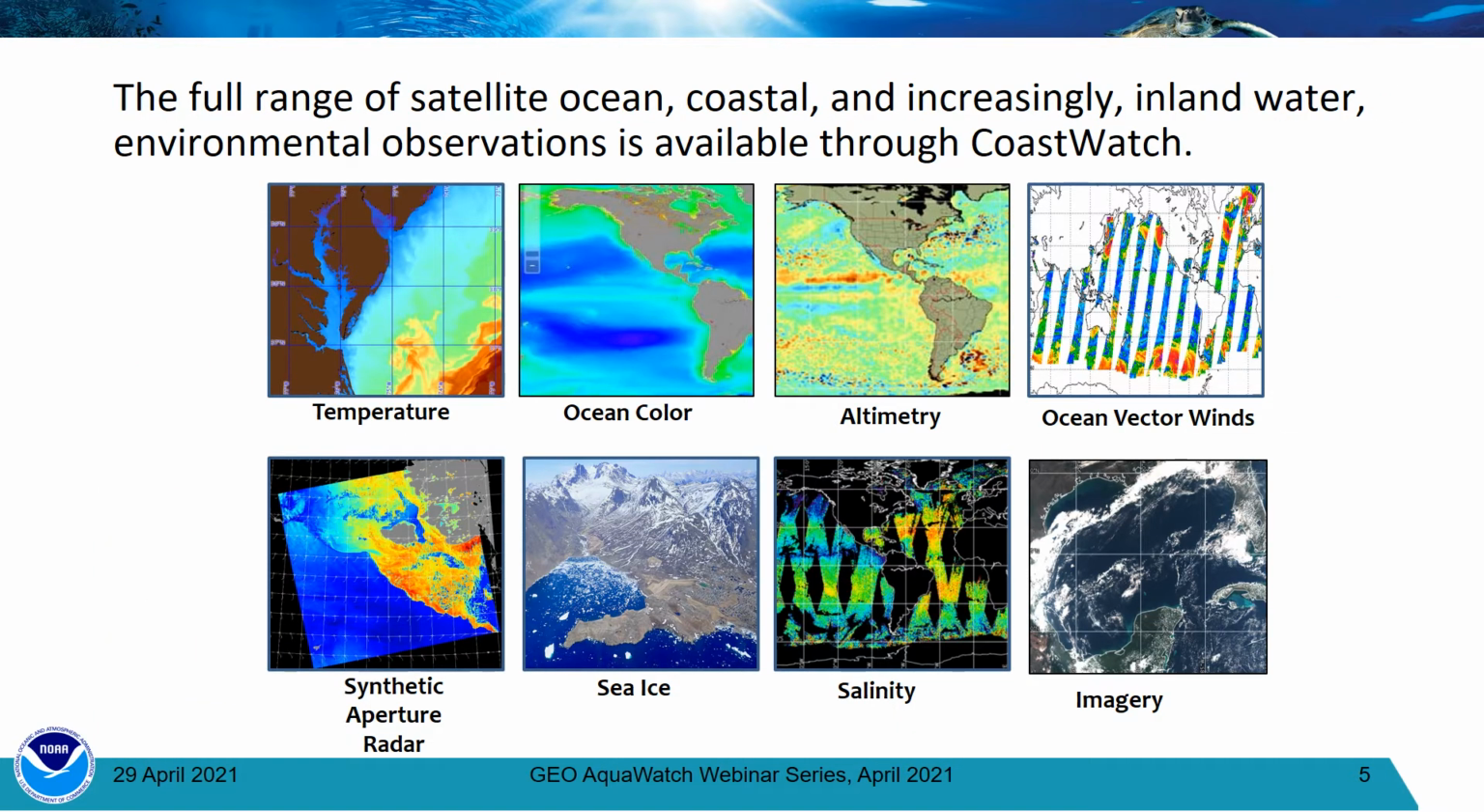I'll have a little more about applications later, but let's talk now about the full range of satellite, ocean, coastal, and increasingly inland water observations that are available. We have 8 primary environmental parameters. The categories are temperature, color, altimetry, which gives you sea surface height and sea level anomalies, winds, including magnitude and direction. SAR is synthetic aperture radar, which is an active microwave technique that returns the roughness of the surface in very high resolution, providing observations that form the basis of many products like wind, sea ice, coastal flooding, oil spills, ship detections, many different products.